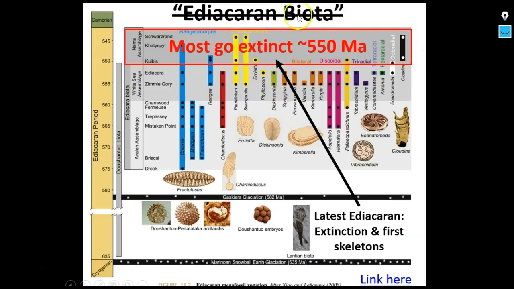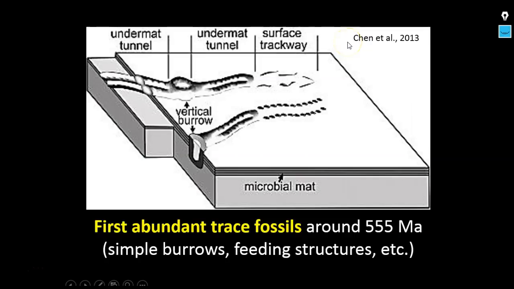So goodbye, Ediacaran biota. And more importantly, it's again a bit controversial, but pretty much none of these things make it past the Cambrian. We get a whole-scale extinction of the Ediacaran biota at the end of the Ediacaran. So what is happening at this point? Well, before we get into that, I want to show you the other thing that's happening during the Ediacaran.